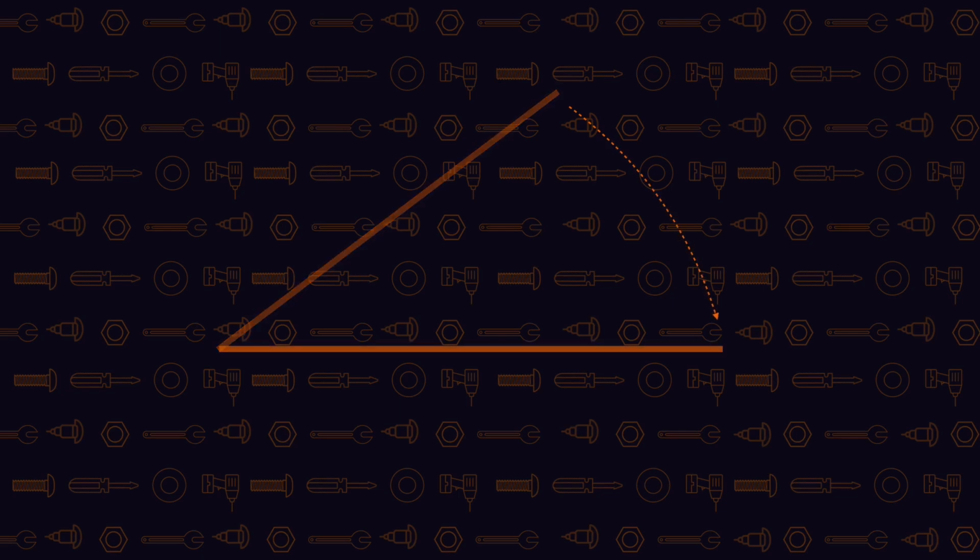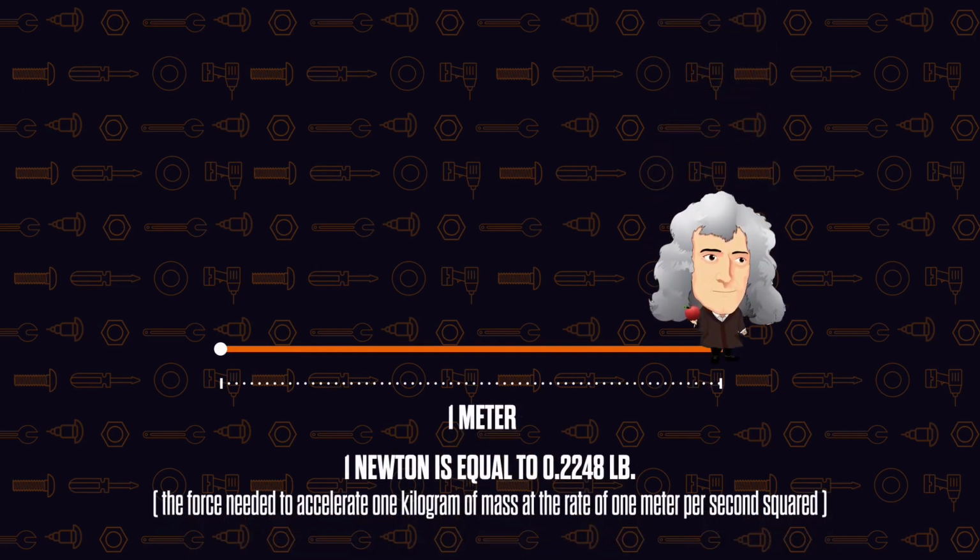And so if we have a moment arm here that is 1 meter in length, we would put the weight that's equal to 1 Newton at the end of that moment arm. And 1 Newton is the force needed to accelerate 1 kilogram of mass at the rate of 1 meter per second squared. And in pounds, that equals 0.2248 pounds. If we calculate that and convert that to an imperial unit, that's right around 8.8 inch pounds. So roughly 9 inch pounds or so for 1 Newton meter.